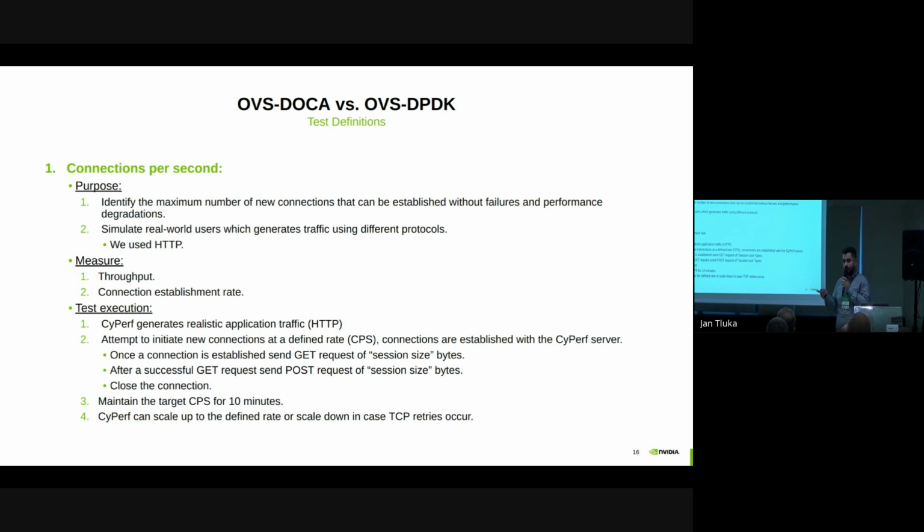Basically what the test does is we generate HTTP traffic and attempt to initiate a connection with the CyPerf server. Once a connection is established, we send a GET request to the server with session size bytes and wait for the reply. If everything was successful, we send a POST request, also of session size bytes. This session size is what will vary between our two test case scenarios for the CPS. Then we close the connection and loop over this sequence for a defined target of connections per second for 10 minutes. If CyPerf identifies drops or TCP retries, it scales down the defined number of CPS in order to keep the system at a stable rate with no drops whatsoever.